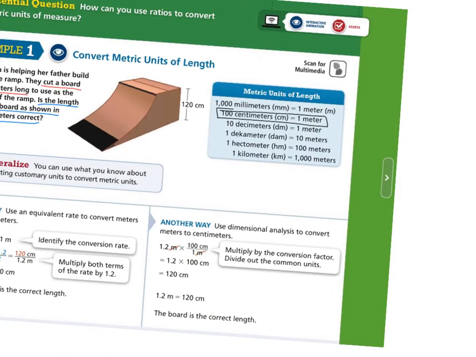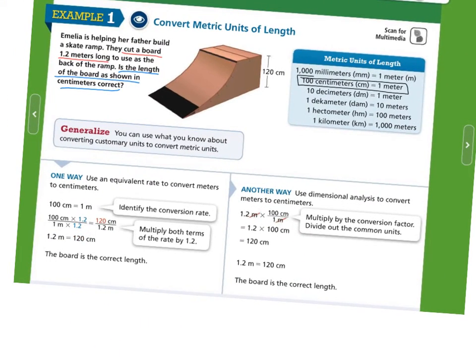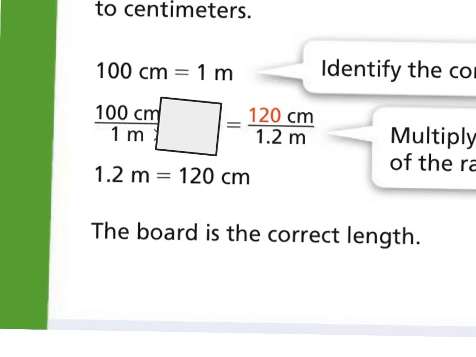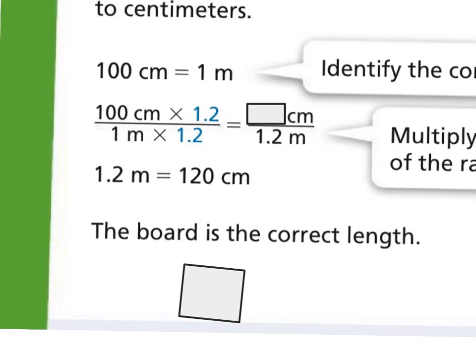And then, if you wanted to, you could do a proportion. So you could say there's 100 centimeters in 1 meter. If you can imagine this part not being there for a minute. Okay, so 100 centimeters in 1 meter. We're trying to figure out how many centimeters there are in 1.2 meters. And so then you could say, okay, the pattern, we need to multiply by 1.2, and then you do that, you'll get 120 centimeters. So you can see the board is the correct length.